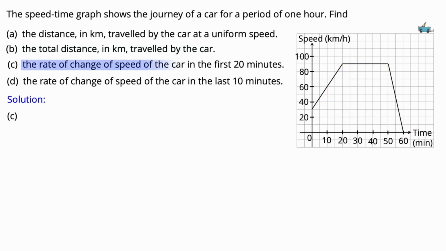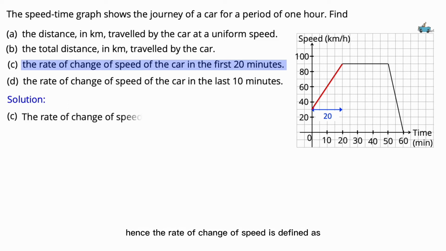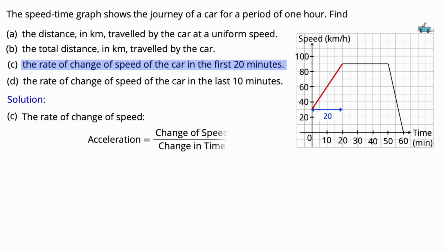C. Find the rate of change of speed of the car in the first 20 minutes. Look at the part in the first 20 minutes. The line is an upslope, implying that the speed is increasing. Hence, the rate of change of speed is defined as acceleration. Acceleration equals the change of speed divided by the change in time.